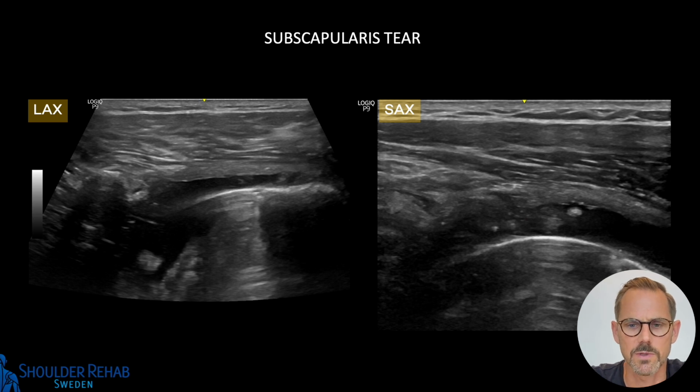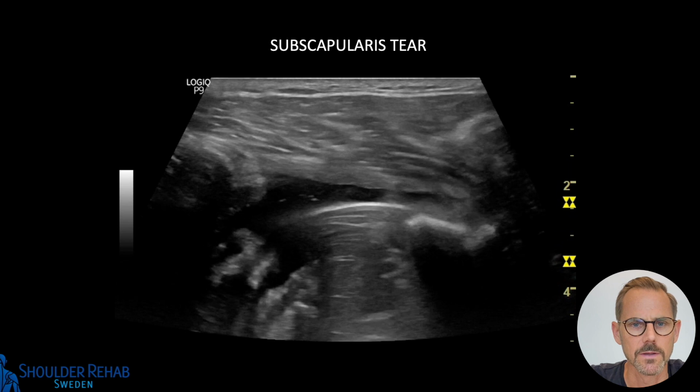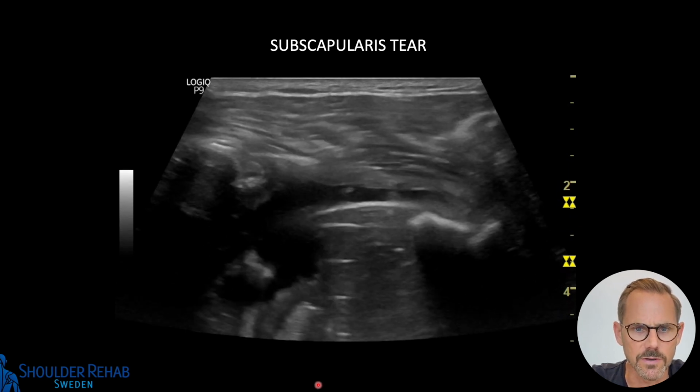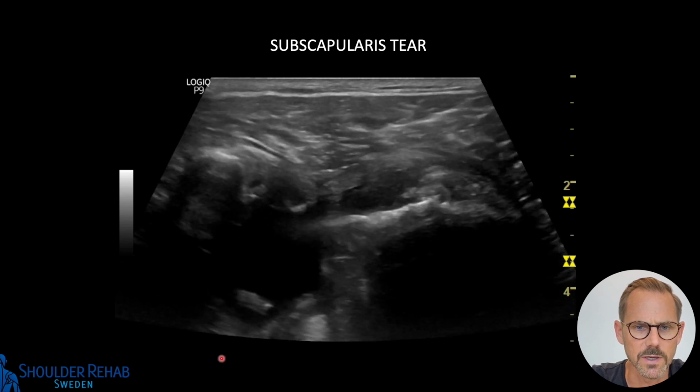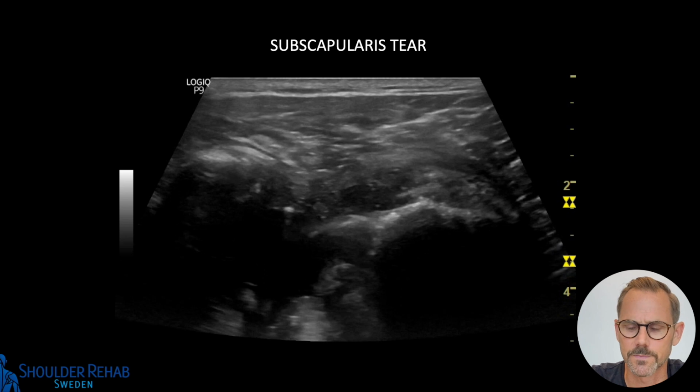So the principles are the same as when you examine the rotator cuff in the non-operated patient, but some features differ. This was the same patient as before, and some external, internal rotation, coracoid process, prosthetic head, and above that just a black void.